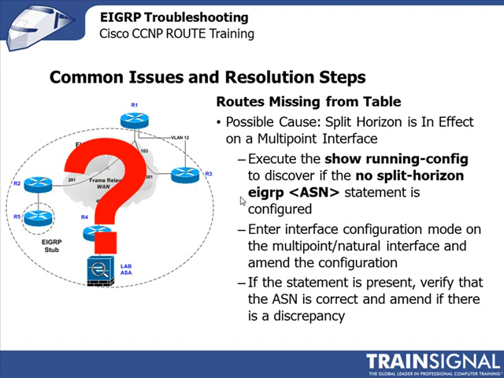So do a show running configuration and confirm if the no split horizon with the correct autonomous system number has been configured. If it hasn't, make sure you go into either the natural configuration mode of the interface or the multi-point configuration mode and put it in there. If for some reason it's in there but the autonomous system number is incorrect, make sure that you take care of that. But split horizon will cause any number of issues with route propagation, as we saw in our lab.